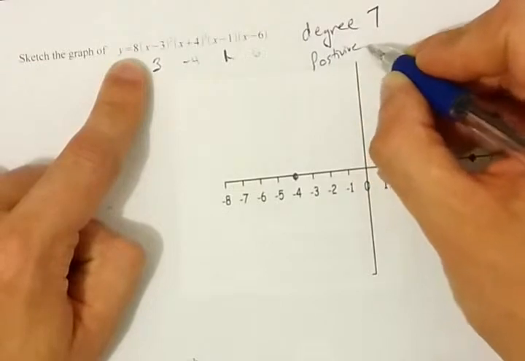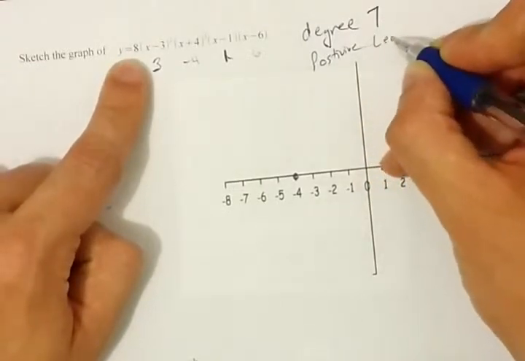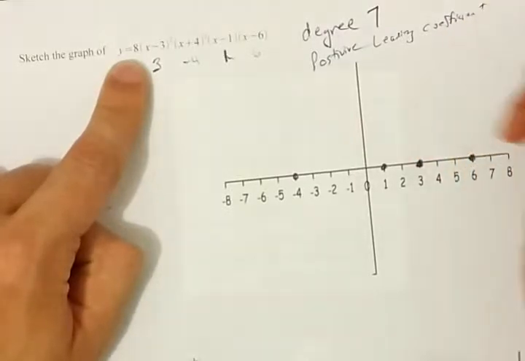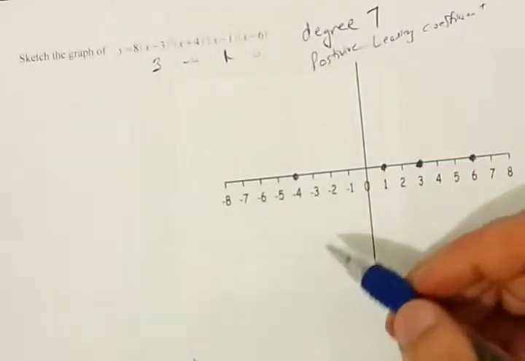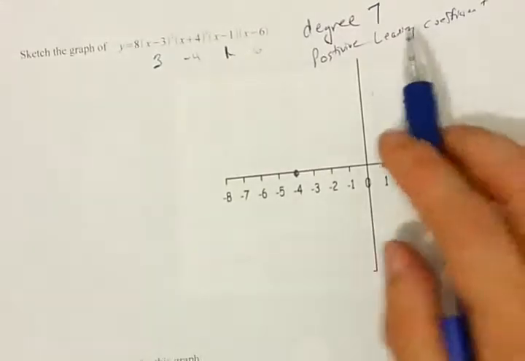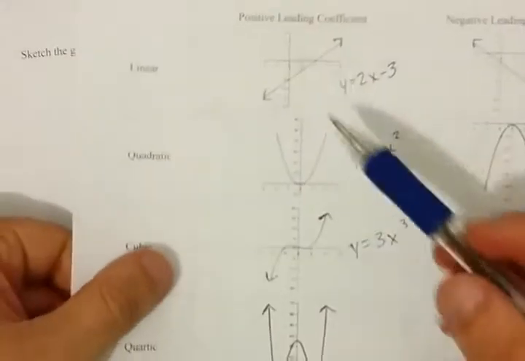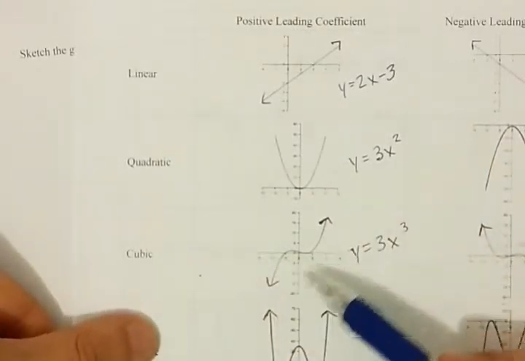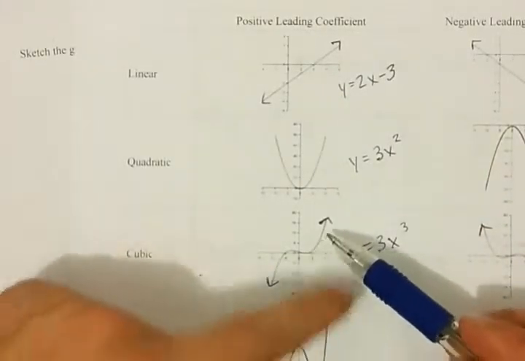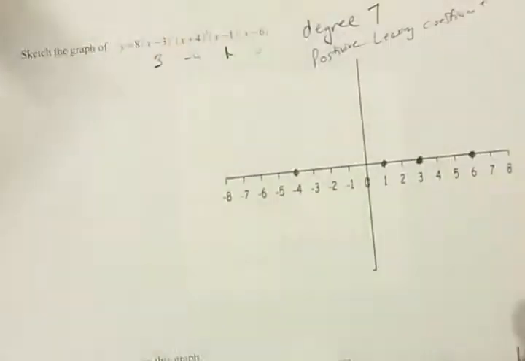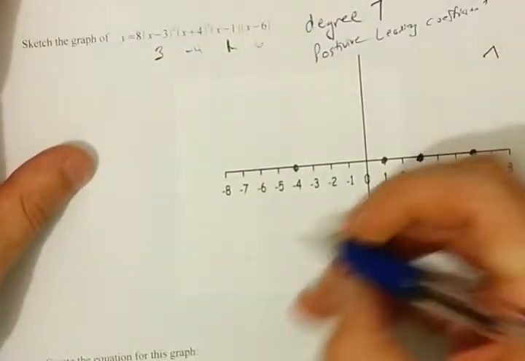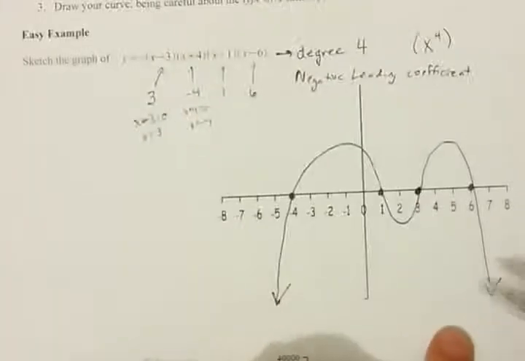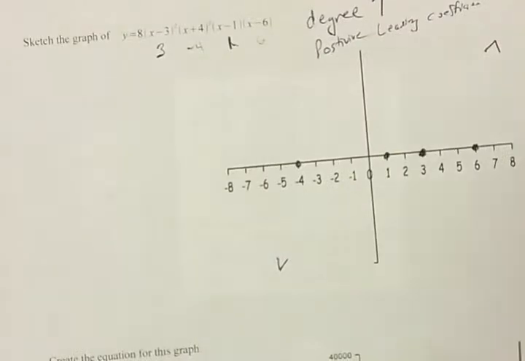Wow, if I could spell, it'd be awesome. Positive leading coefficient. How do positive leading coefficients work for odd degree functions? Well, I haven't memorized it yet, although you should have. I'm just joking, I've totally memorized it. Opens up to the right, down to the left. Up to the right, down to the left. Note how that's different from how I placed my arrows here. Down and down. Up and up.